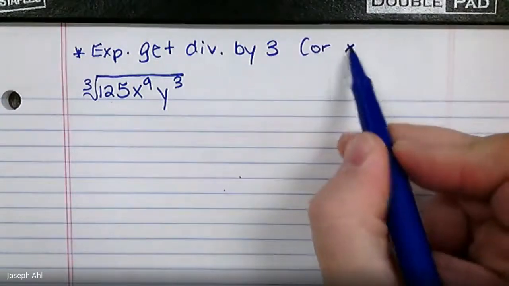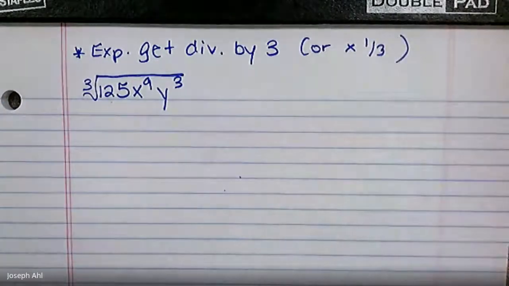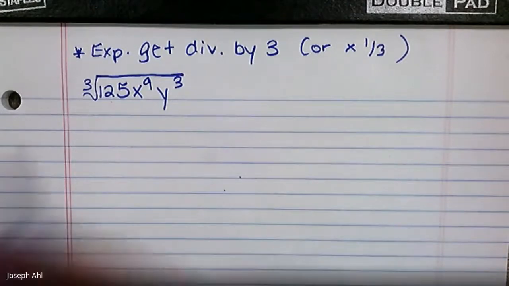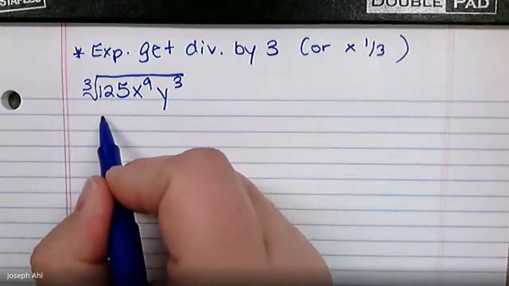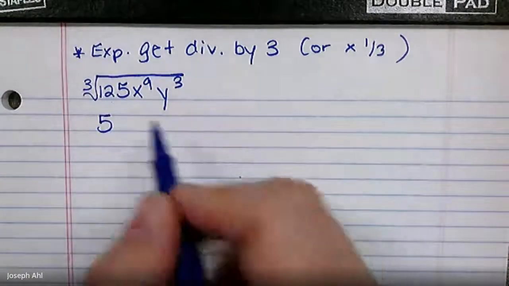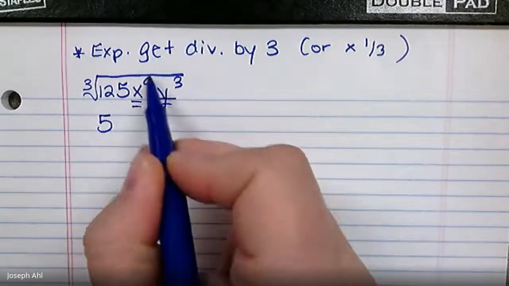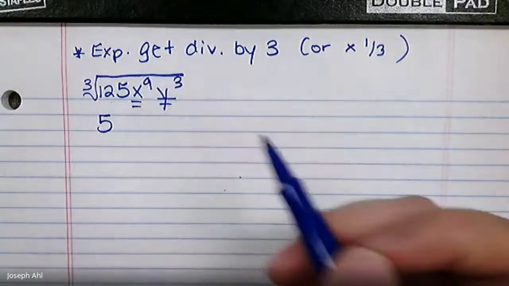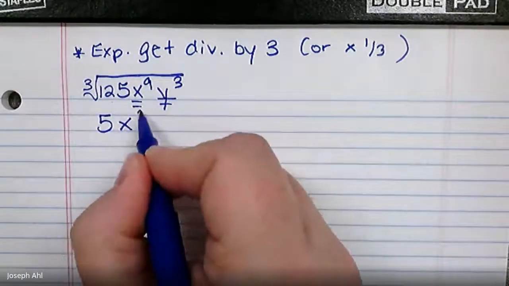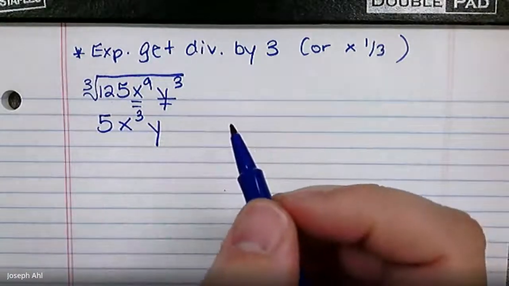Or you can think of it as times a third, right? Because that exponent, when you take a cube root, is like raising it to the 1/3 power. Well, the cube root of 125 is a nice number. It's 5. Okay, it's a perfect cube. And these are then both going to be perfect cubes. If this is an exponent divisible by 3, then this is going to break down to x cubed times y.